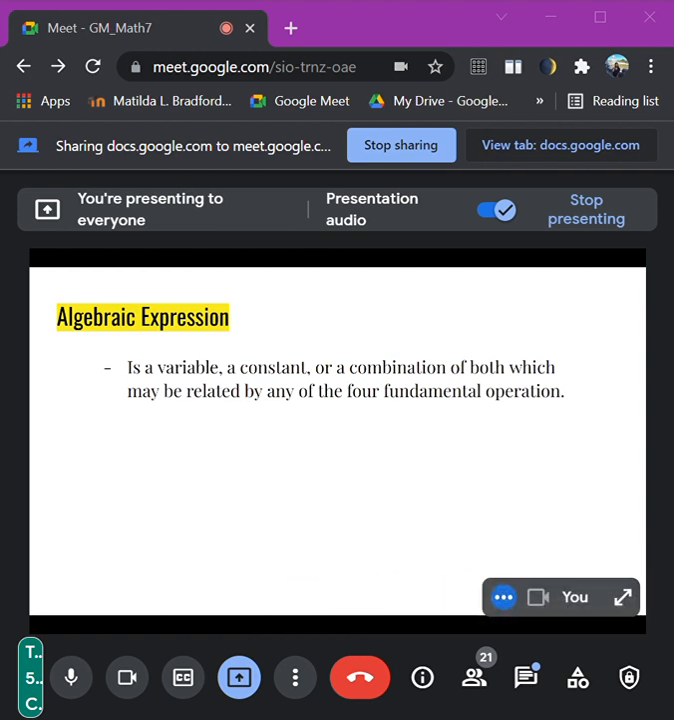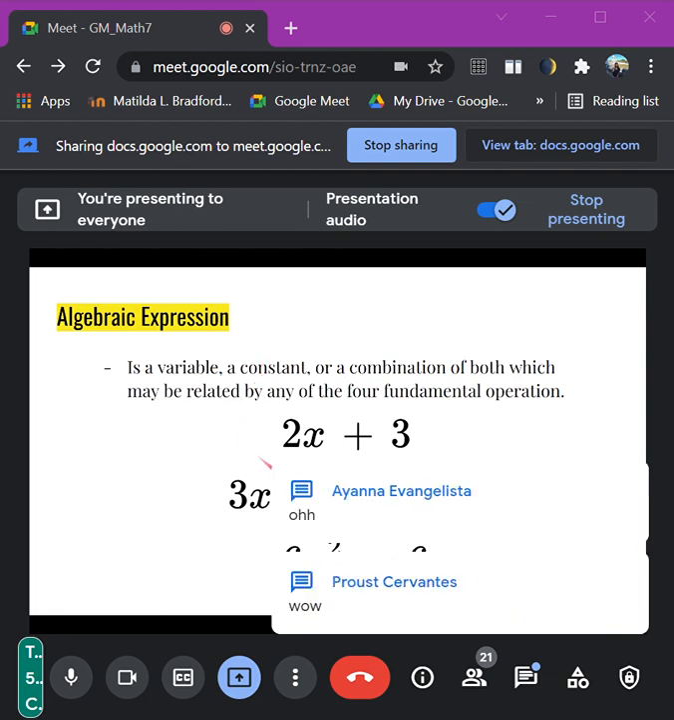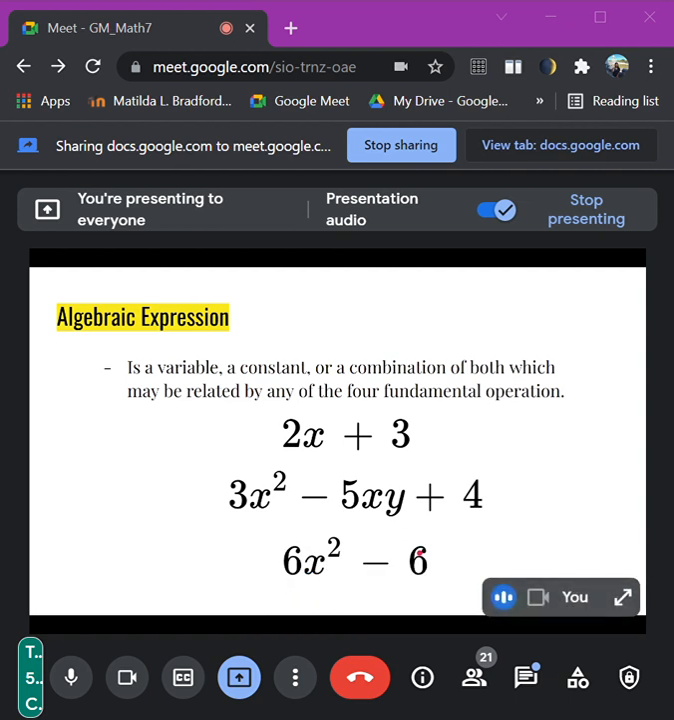So I'm going to show you some examples of our algebraic expression. What is that? This is what we call an algebraic expression. So you have there 2x plus 3, 3x squared minus 5xy plus 4. We have 6x squared minus 6.